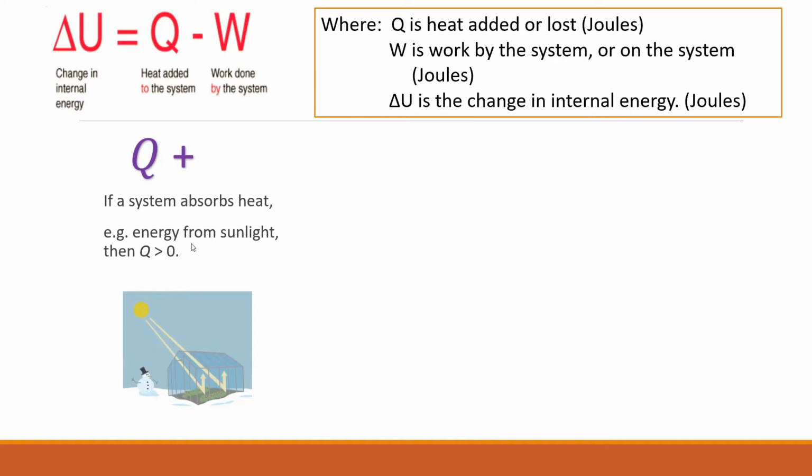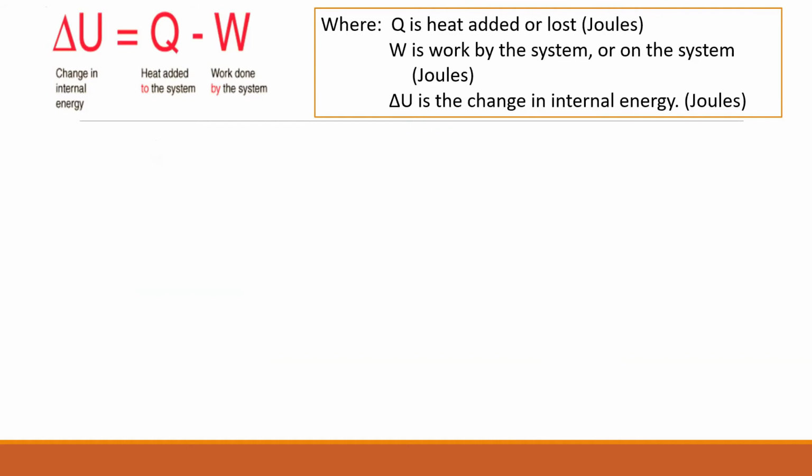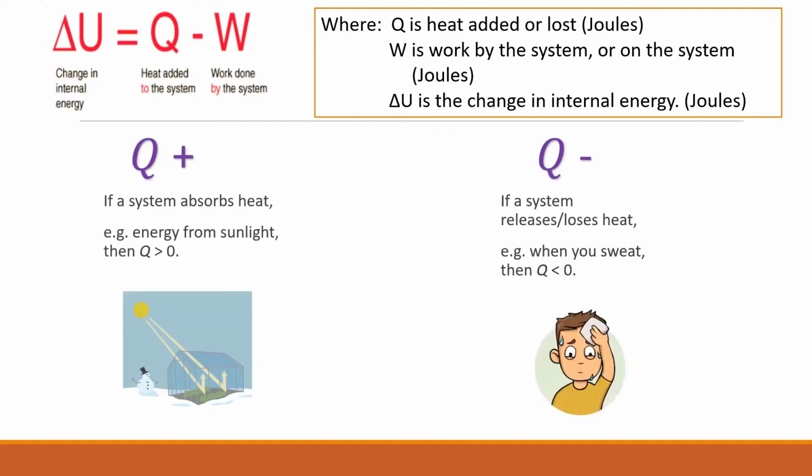However, what will make Q negative? Q will be negative if energy leaves a system. If a system releases or loses heat, then your Q will be negative. For example, when you sweat, energy comes out of you, and therefore your Q is negative. Your Q is less than 0.